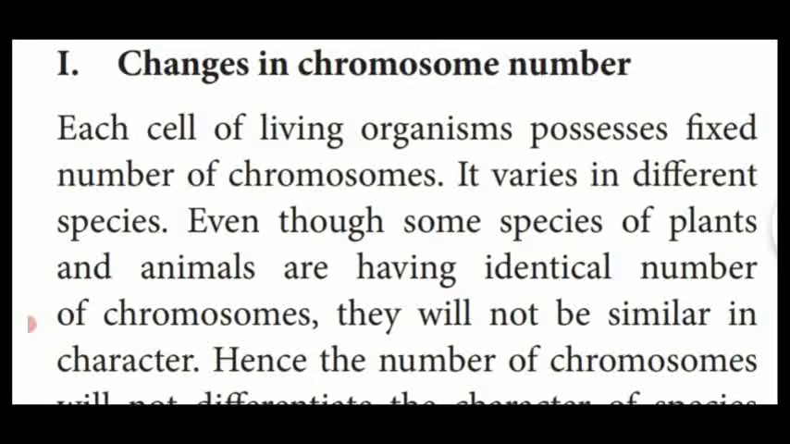Some of the plants and animals have an identical number of chromosomes, but they are not similar in their character. That is also one of the points given here. Just now I told you each organism has a fixed, certain number of chromosomes, and at the same time they show variation between the species. Some plants and animals show the same number of chromosomes, but the character may vary. It is not identical, but it shows variable character.